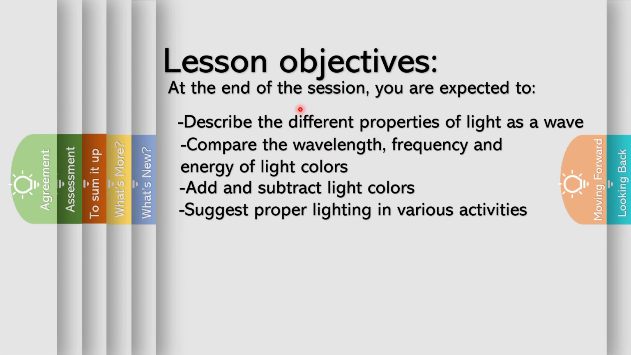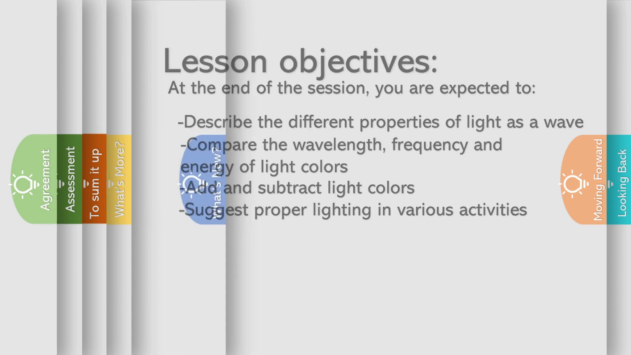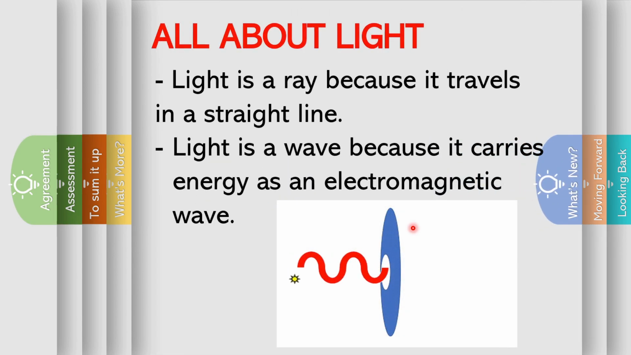Now, in this lesson, you should be able to describe the different properties of light as a wave, compare the wavelength, frequency, and energy of the light colors, and add, subtract light colors. Next, suggest property of lighting in various activities. So, our lesson today is all about light. Okay? That is our lesson for today.